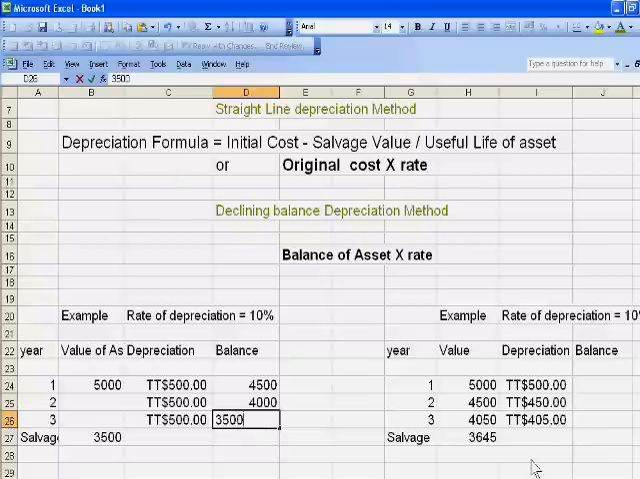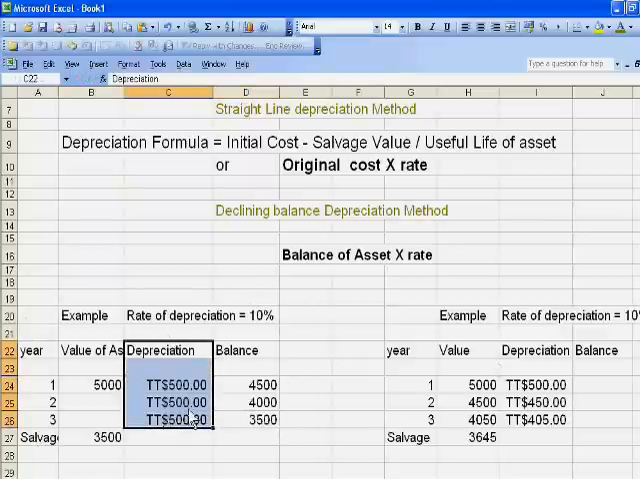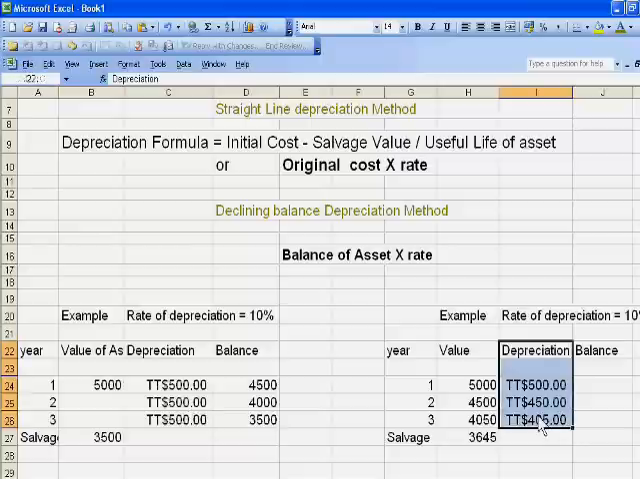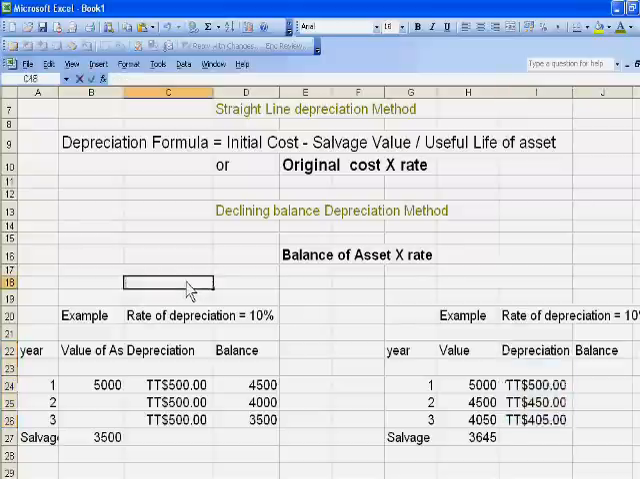and this is the depreciation with the straight line method. This is the depreciation with the diminishing balance method or declining balance method. Both we can calculate with the SLN and DB formula. Please see other videos. Thank you very much.